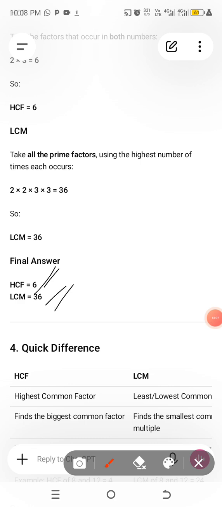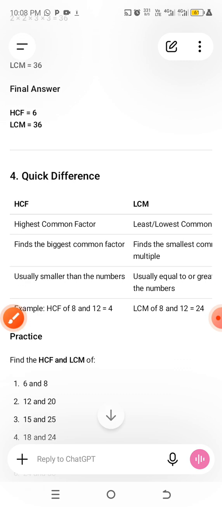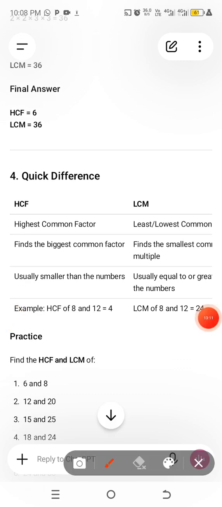You understand? So the quick difference between HCF and LCM: HCF is the highest common factor, while LCM is the least common multiple. HCF is to find the biggest common factor, while LCM is to find the smallest common multiple. HCF is usually smaller than the numbers, while LCM is usually equal or greater than the numbers. For example, the HCF of 8 and 12 is 4, and the LCM of 8 and 12 is 24.